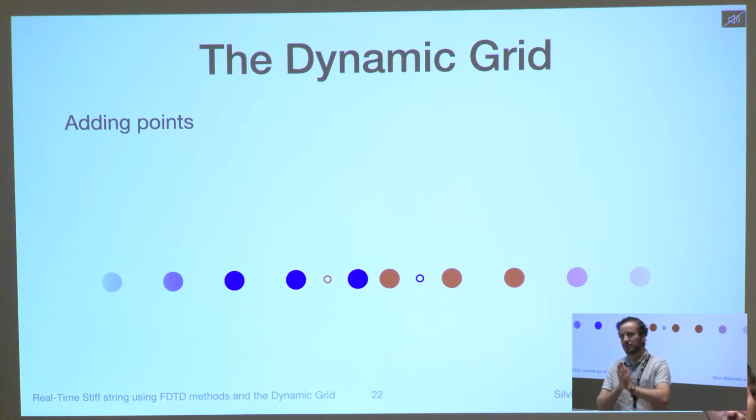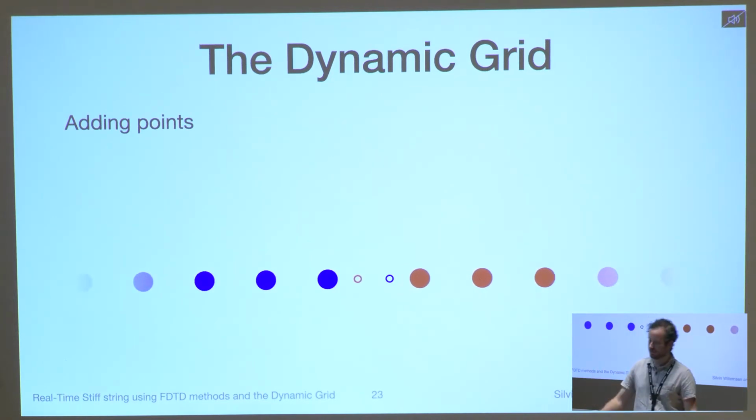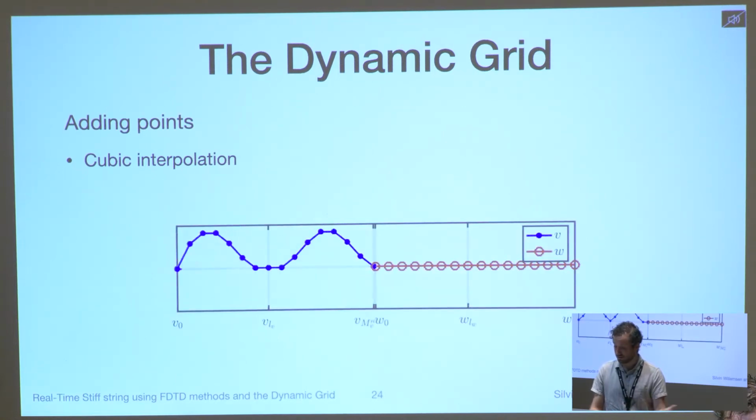So then if we decrease the grid spacing, or the wave speed and the grid spacing, even more, the virtual grid points surpass the inner boundaries. So now we need to start adding grid points to the system. And for that, we use cubic interpolation. So we use the surrounding states to create the new grid point. And this looks like this.